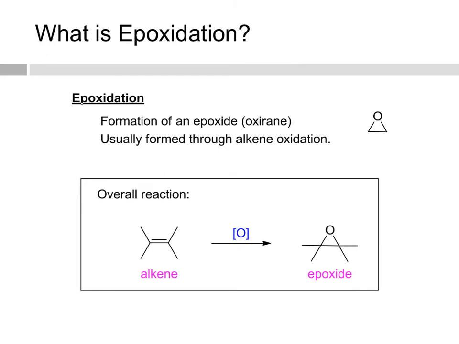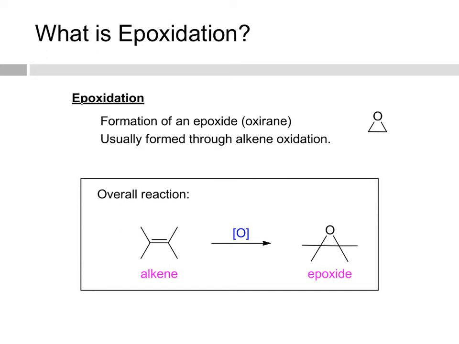This lecture introduces epoxidation. An epoxide is a three-membered ring. Remember that it's a cyclic ether, and it's called either an epoxide or an oxirane. An epoxidation reaction is the formation of an epoxide, and it's usually formed through alkene oxidation.